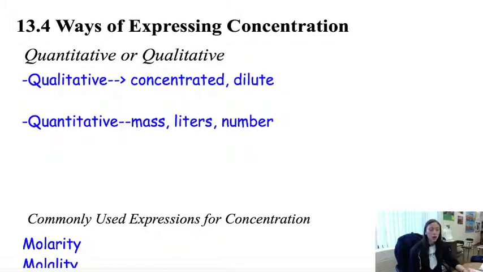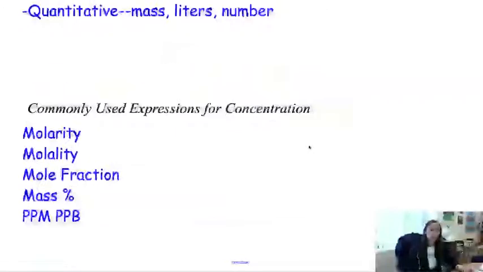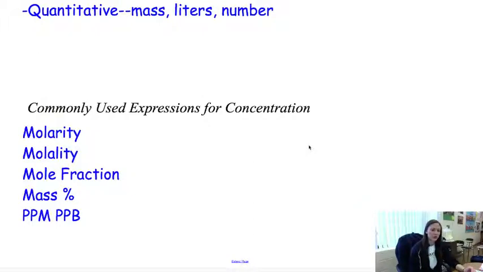A quality, or we can have a quantity. We're going to look mostly at quantities here, things like mass, liters, some kind of number. What's my molarity, my molality, my parts per million, parts per billion, that kind of stuff. Now, some commonly used expressions for concentration: molarity, molality, mole fraction, mass percent, and then parts per million and parts per billion, which are very similar to a mass percent with a little bit of a change at the end that we'll look at.